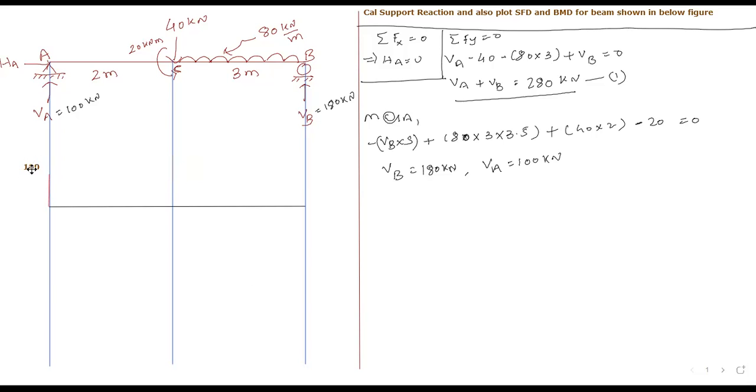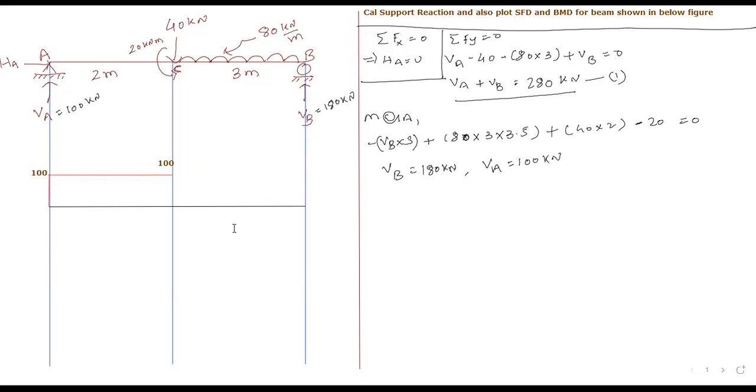Next, from A to C there is no load. That's the reason we are going straight, yes or no? Straight line, I hope it is clear. Again our initial value will remain 100. We have reached point C.